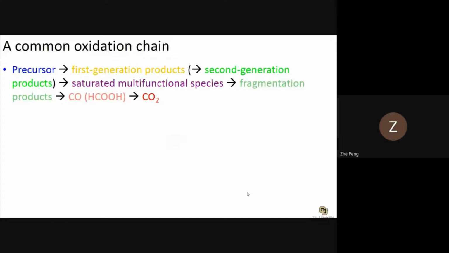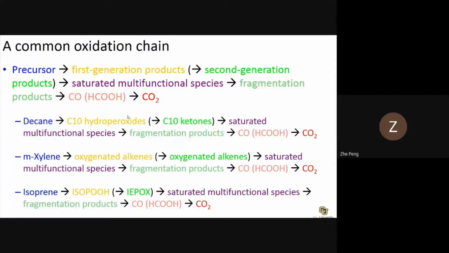After discussing these different types of species, we can find a common oxidation chain for their oxidation mechanism. That is a precursor to first generation product, then maybe second generation products, then saturated multifunctional species and fragmentation products, and finally CO and CO2. For decane, the first few steps are decane, C10 hydroperoxide, and C10 ketones. For m-xylene, it's precursor, oxygenated alkenes, maybe one more step of oxygenated alkenes. And for isoprene, it's isoprene, ISOPOOH, IEPOX. And after that, the evolution is very similar.